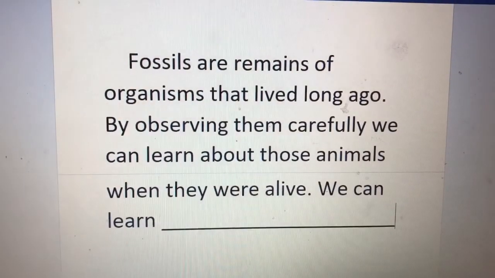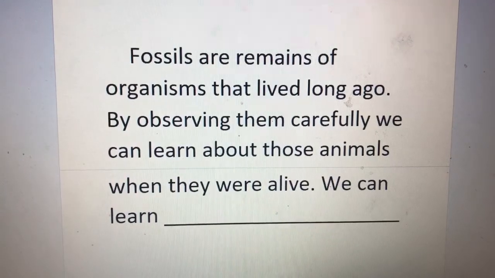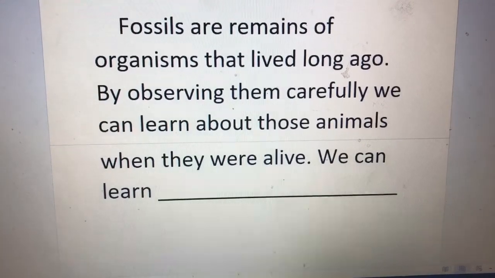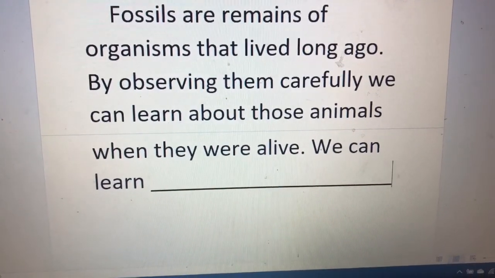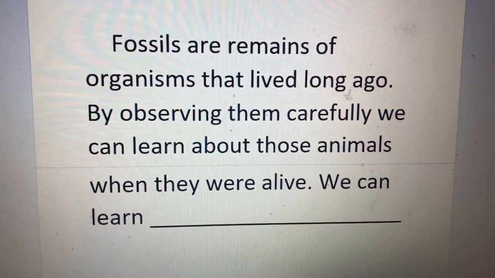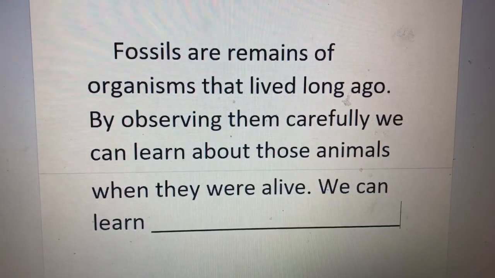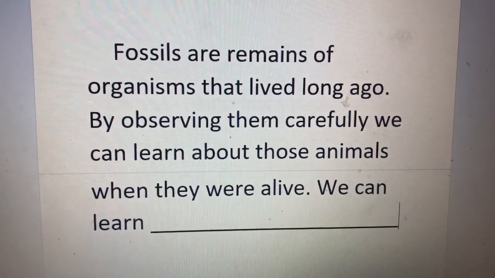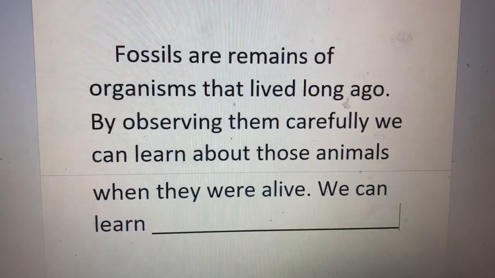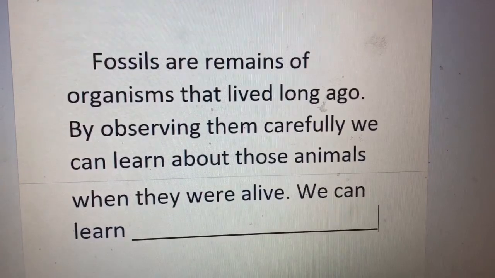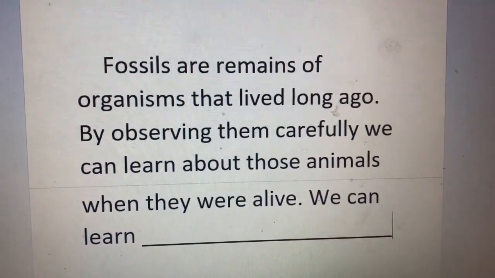We don't know for sure, because we're only making inferences based on our observations, but we have a pretty good idea. Now, to make sure that we actually understood what we were supposed to learn today, which was what we can learn from fossils and what we can infer when we examine a fossil, I want you to finish this paragraph, okay? The paragraph goes: fossils are remains of organisms that lived long ago. By observing them carefully, we can learn about those animals when they were alive. We can learn blah, blah, blah. So your job now is to write what we can learn from them, okay?